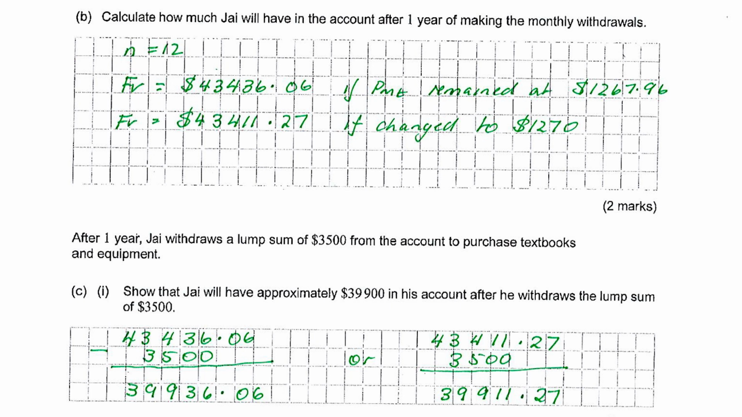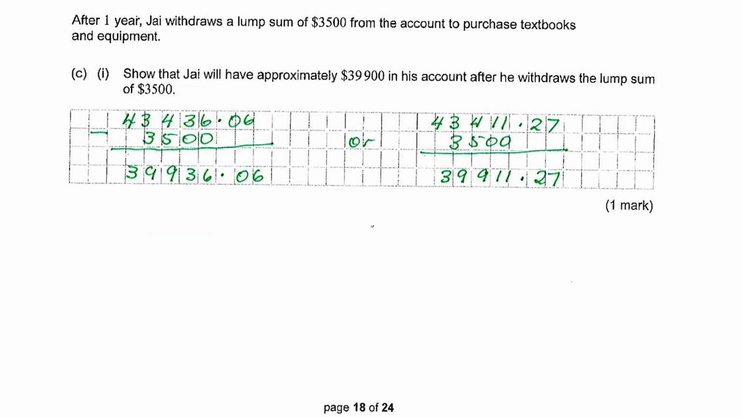And so if they use the 1,270, I think you've got both values there as well, so that's great. And then the next part, showing that Jai is going to have approximately $39,900 in his account, so subtracting the values that we've got there.